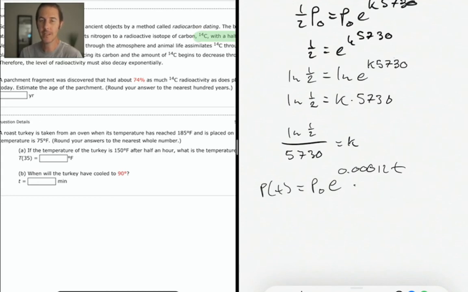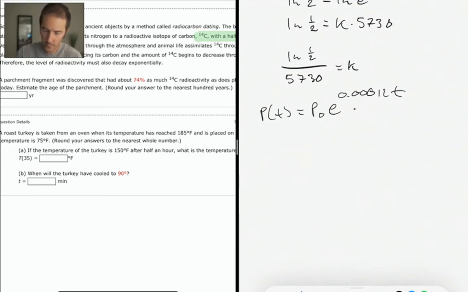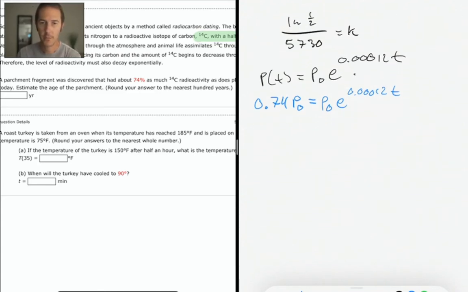This time, we have 74% of the starting amount of carbon-14 remaining. So I'm going to change the left-hand side of the equation this time to say 0.74. In other words, 74% of the starting amount that was present is equal to the starting amount times e to the 0.00012 t. Divide both sides by P sub 0, and the only unknown that you got is t. So we'll have to solve for t in this equation. So let's divide both sides by P sub 0. Those cancel out.